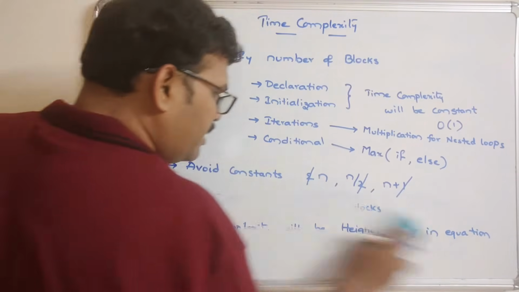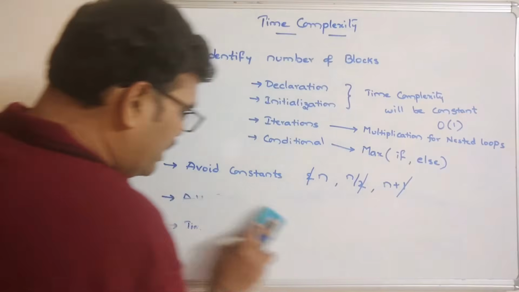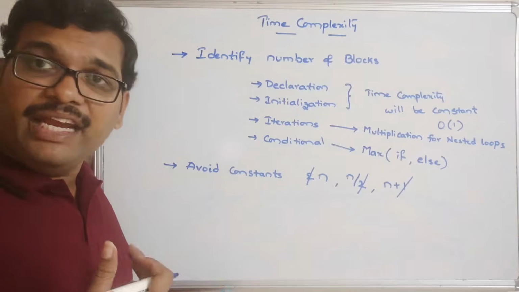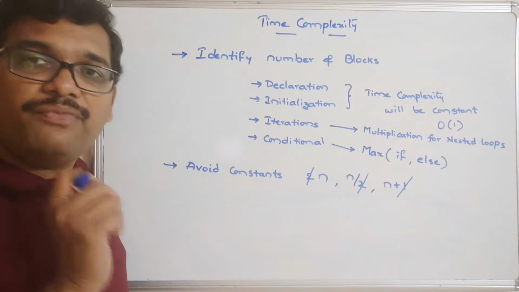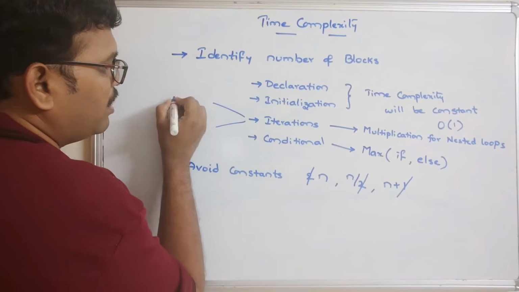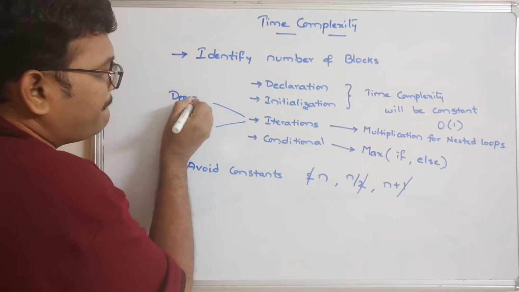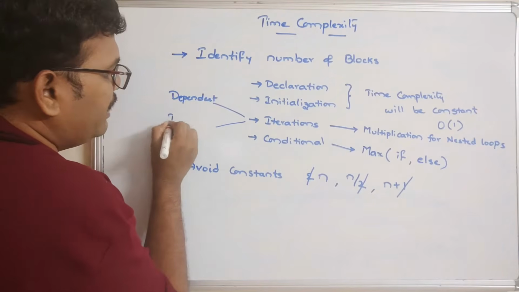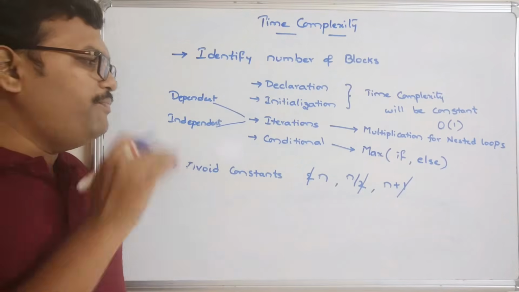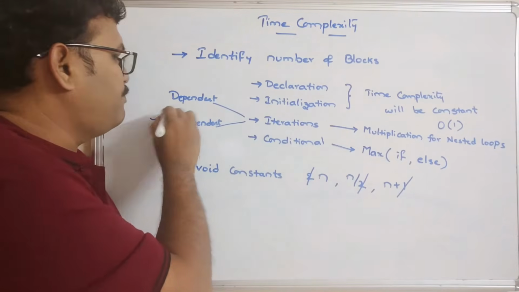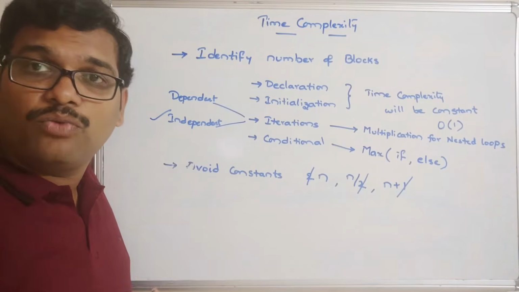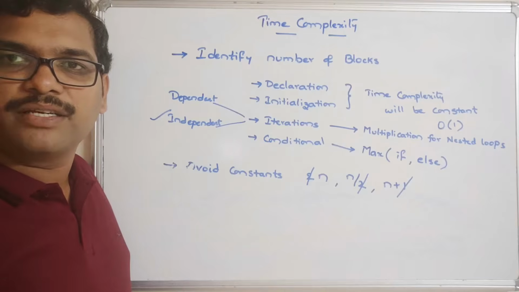And here one thing we have to remember, coming to the iterations, there might be a dependency or there might be independence. So there you have to carefully find out the time complexities. So in the iterations we will have two categories, dependent and independent. So if they are independent, this process is final, that is, multiplication of nested loops. And if it is dependent, we have to trace it out and calculate the time complexity.